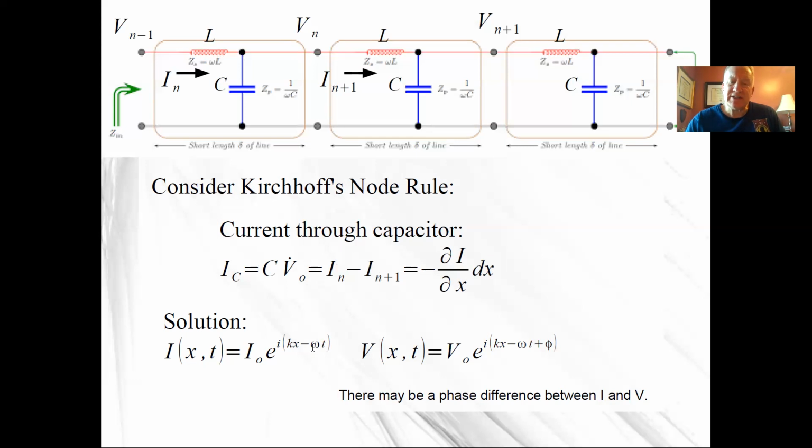So the solutions to these equations are I equals I naught, the maximum current, times e to the i(kx minus omega t). And v, we're going to write as v naught times e to the i(kx minus omega t plus phi). This phase shift is put here to account for the possible phase difference between I and V. So for instance, I might reach its maximum value at a different time than V would.